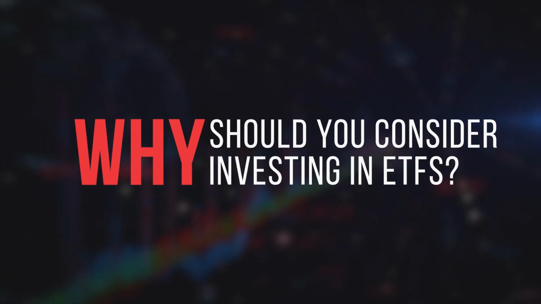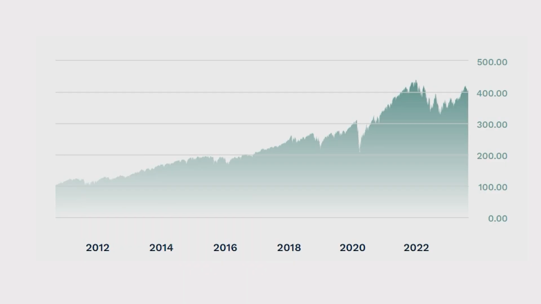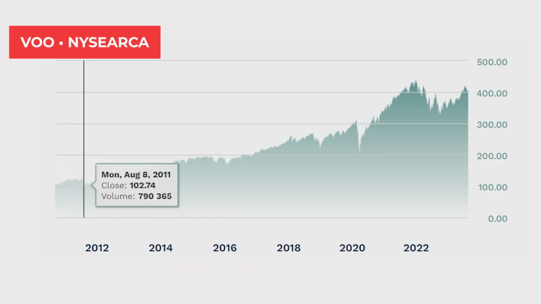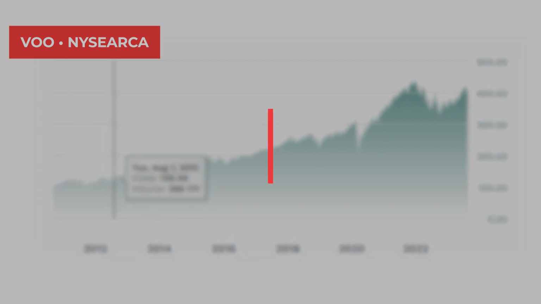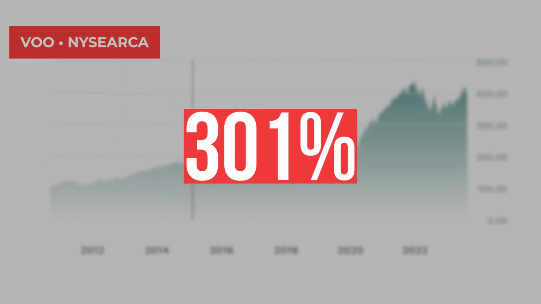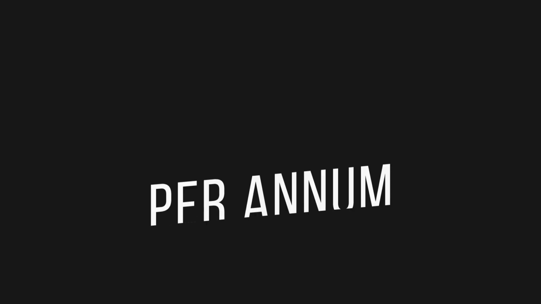Now, why should you consider investing in ETFs? ETFs that track the S&P 500 index, such as VOO or SPY, only head in one direction in the long term, up. If you look at VOO, since its inception in 2010, VOO has rewarded investors a whopping 301.7%, which means 23% return per annum.